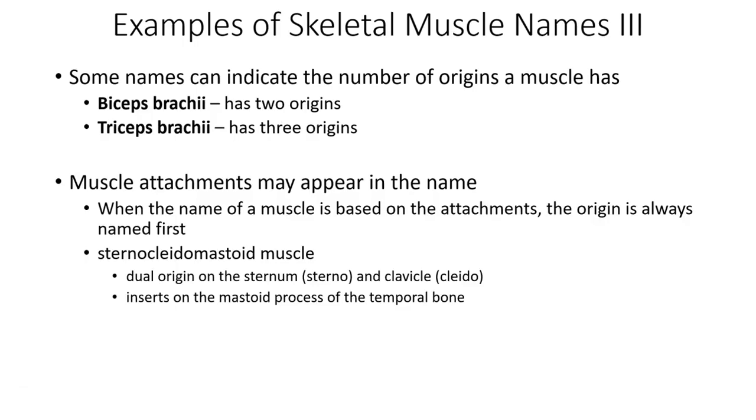Again, some names can indicate the number of origins that a muscle has. So the biceps brachii has 2 origins, or 2 heads. And then the triceps brachii has 3 origins. So again, the prefix bi means 2, the prefix tri means 3. So the triceps brachii muscle has 3 origins, or 3 heads is sometimes what it's called.